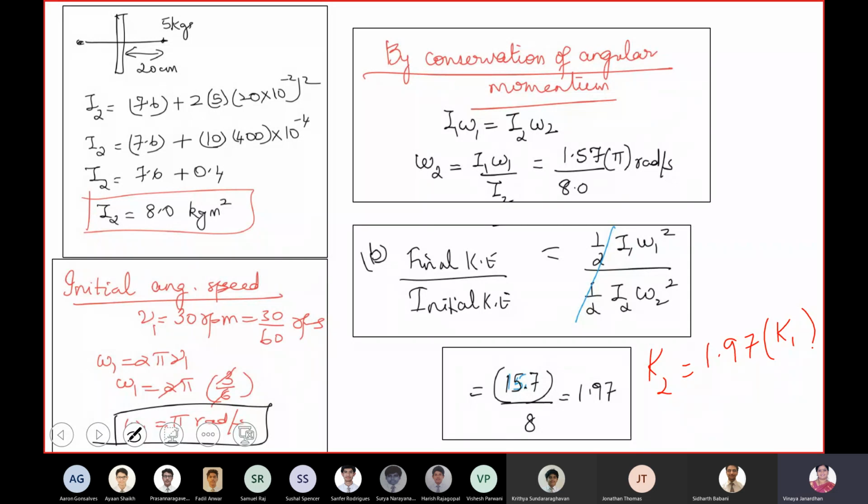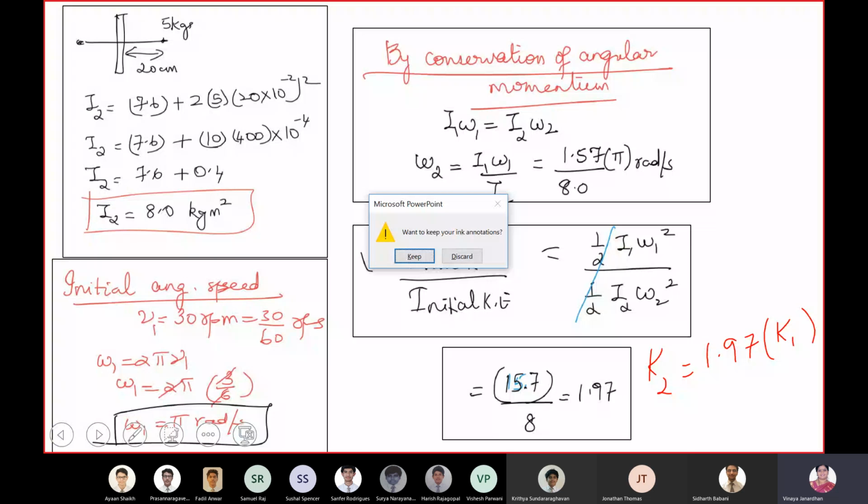Because you are gaining angular speed. We are gaining angular speed because the moment of inertia is reducing, right? Fine, boys. Thank you. I should not keep you more than this. Just write this, boys. Final kinetic energy is greater.